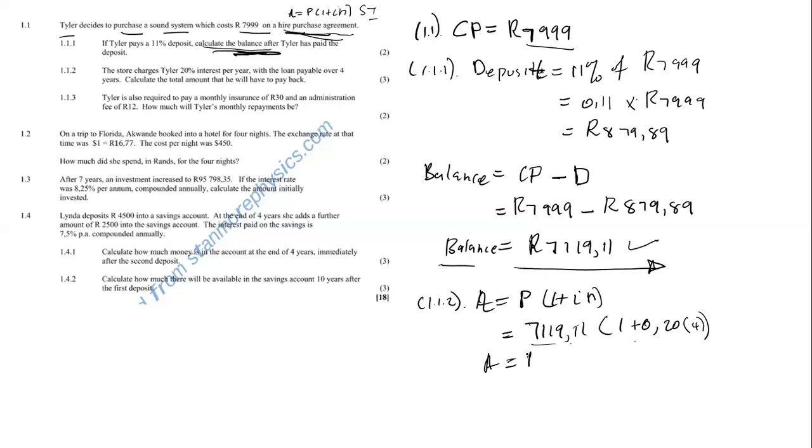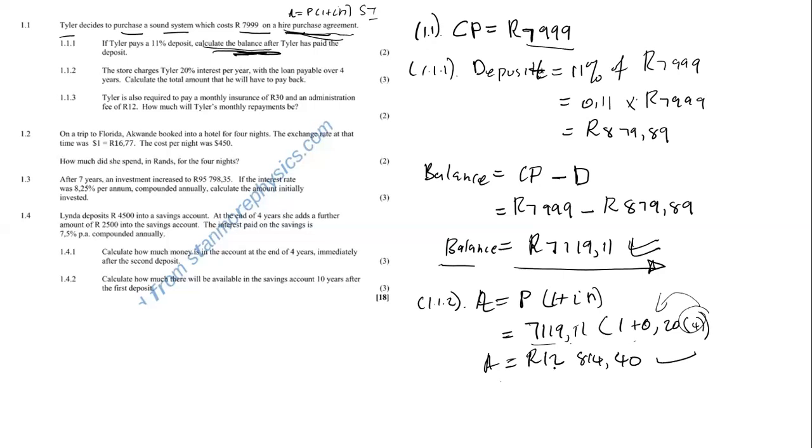We're going to get 12,814, and to 2 decimal places, it's going to be 40 cents. So that means Tyler needs to pay this amount. This is the final answer, because the question wanted us to calculate the total amount that he will have to pay. He will no longer have to pay the original amount. Now he has to pay this over a period of 4 years. If he's going to pay this over 4 years, we're going to charge him 20%. So this is 20% over a period of 4 years included.